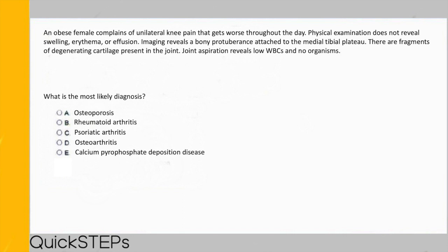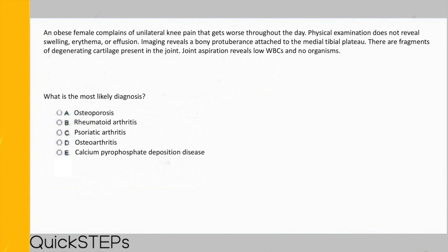Let's start reading from where it says there are fragments. Okay, so there are fragments of degenerating cartilage present in the joint. Joint aspiration reveals low white blood cells and no organisms. What's the most likely diagnosis? We have osteoporosis, rheumatoid arthritis, psoriatic arthritis, osteoarthritis, calcium pyrophosphate deposition disease. That's also known as pseudogout. Now we can read the rest of it.